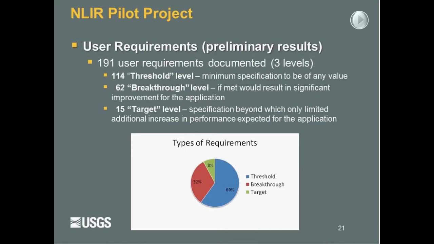So when we get to the threshold level, that means that this is the minimum specification below which this information is no longer really useful to the user. So that's a very important point in the curve.